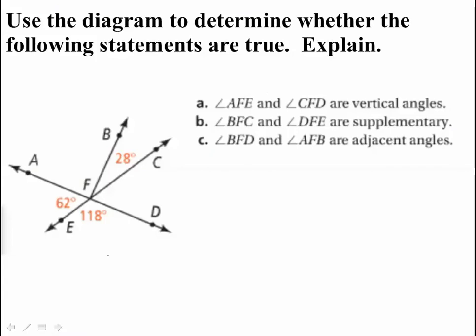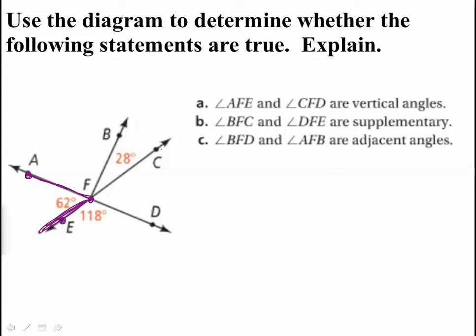Use the diagram to determine whether the following statements are true. Explain. So letter A says angle AFE and angle CFD are vertical angles. Sometimes it actually helps to trace the sides of the angle. So angle AFE would be this angle on the left that's 62 degrees.